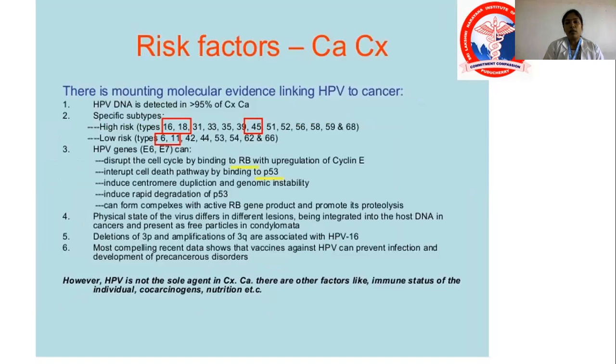The human papilloma virus has several subtypes, that is high risk subtype and low risk subtype. So you have to remember the numbers of high risk subtype, that is 16, 18 and 45, and low risk subtype is caused by 6 and 11.